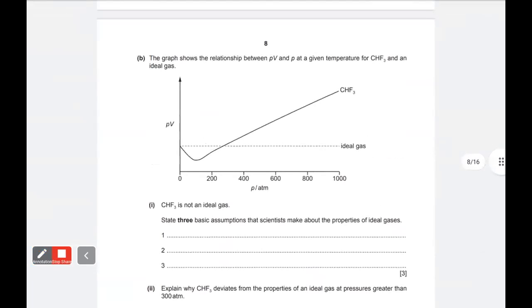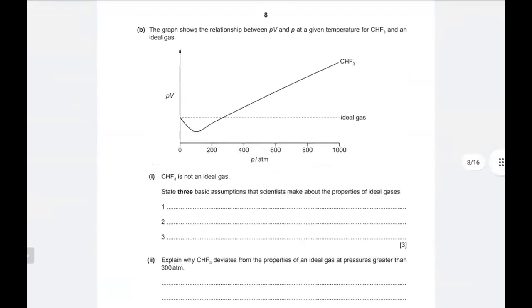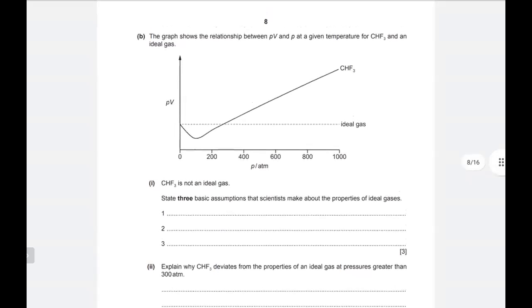Good question. The graph shows the relationship between PV and P. Yes, CHF3 is not an ideal gas. Everything in this world is a real gas. There is no ideal gas in reality.